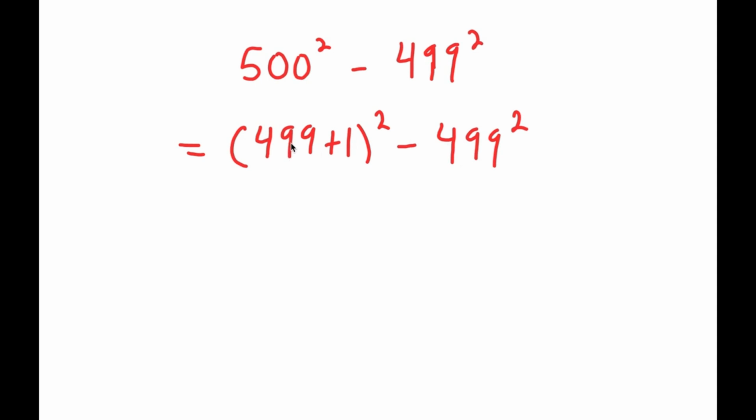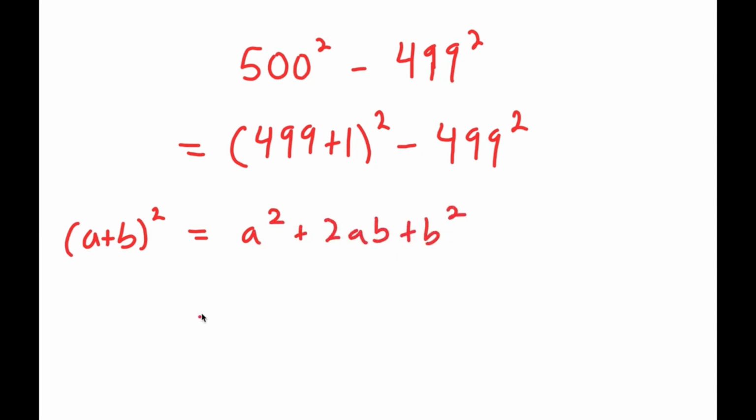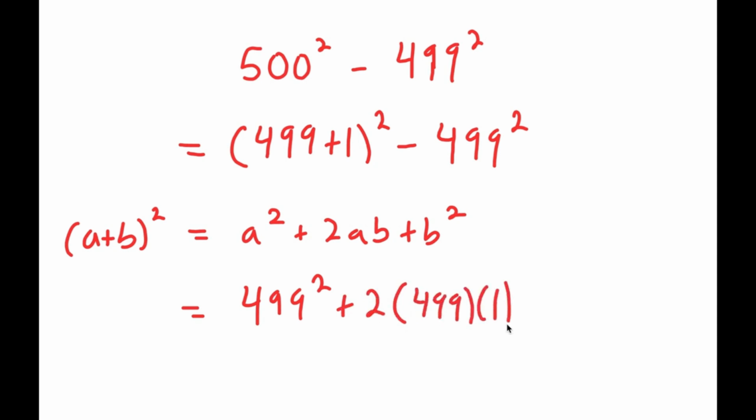And if I have something in the form a plus b squared, this is equal to a squared plus 2ab plus b squared. So 499 plus 1 squared is turned into 499 squared plus 2 times 499 times 1 plus 1 squared, and I have this minus 499 squared.